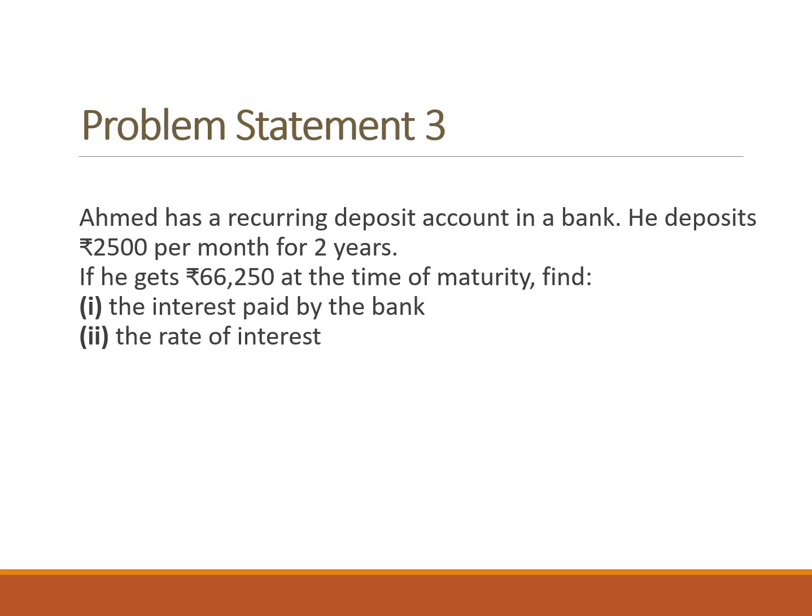Let's read the problem. Ahmed deposits 2,500 rupees every month in a recurring deposit account for 2 years. At the end of the period, he receives a total of 66,250 rupees. We are asked to find two things. First, the interest paid by the bank, and second, the rate of interest.